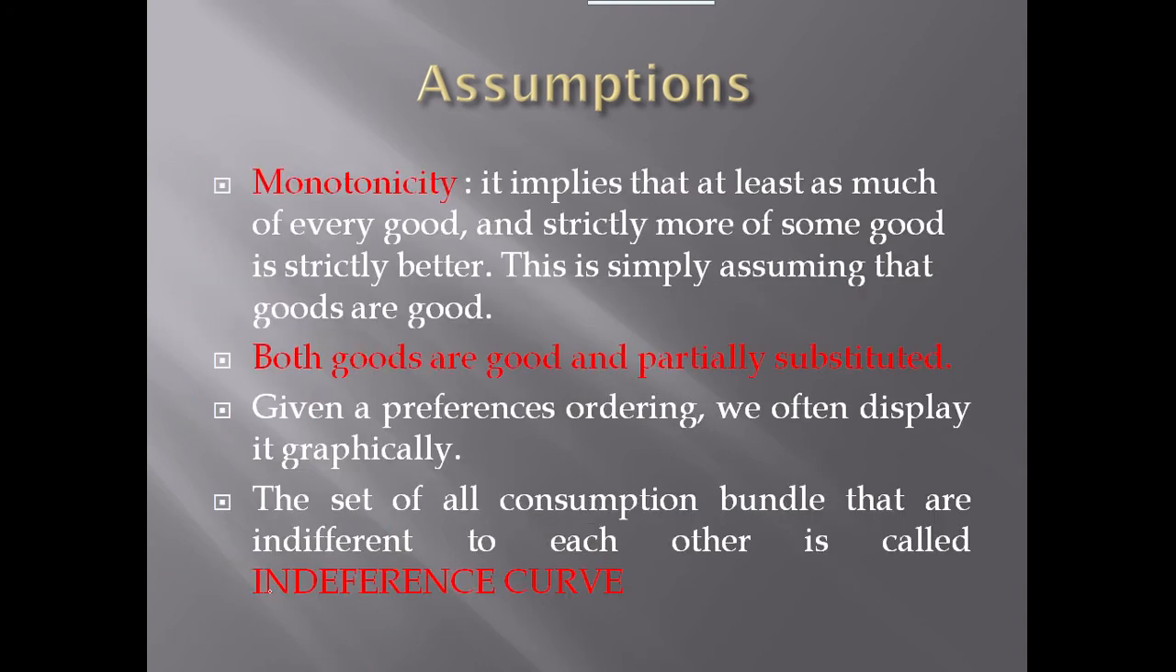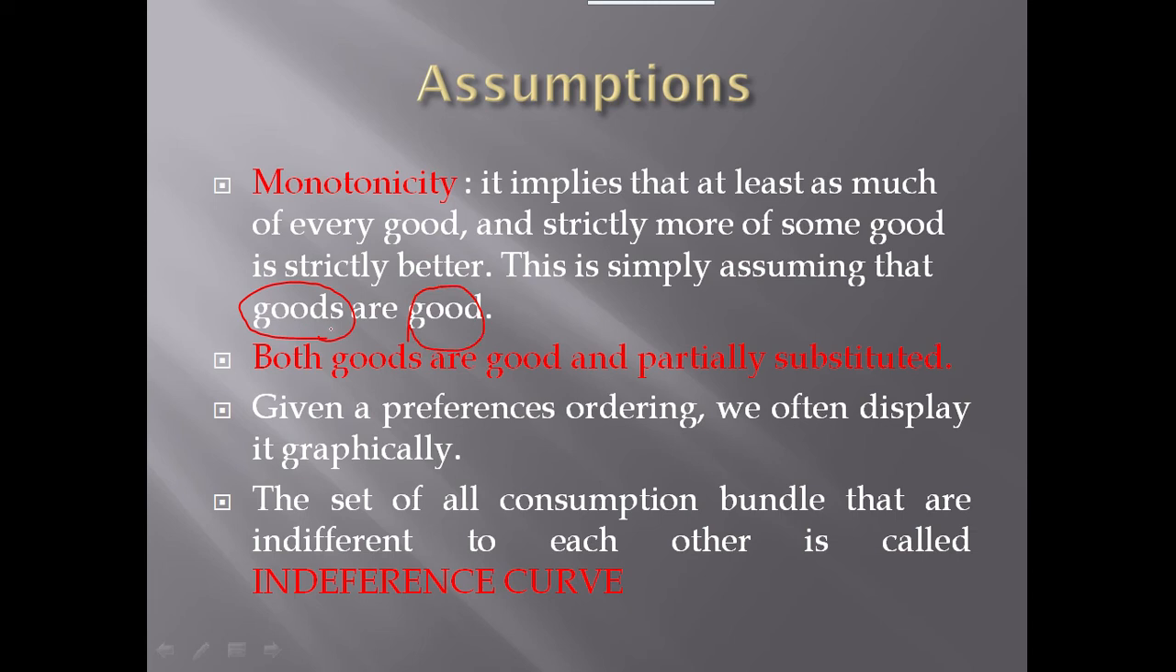The next one is monotonicity. It implies that at least as much of every good and strictly more of some good is strictly better. It means more is always better than less. And this is simply assuming that goods are good.